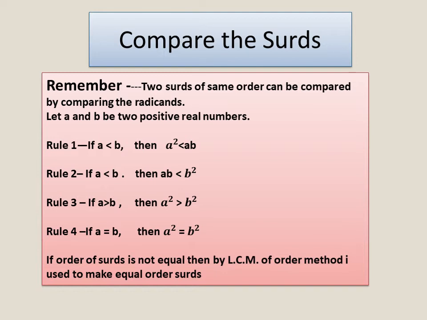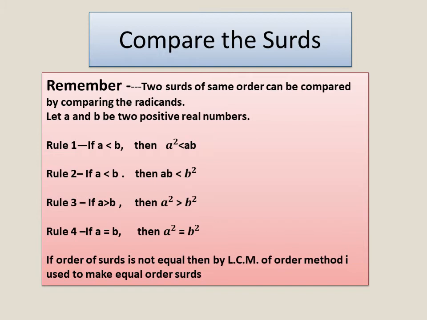Rule 3, if A is greater than B, then A square is greater than B square. Here A is greater than B, so if we take the squares, then A square is greater than B square. If A is equal to B, then A square is equal to B square. That means you compare the given radicand numbers, and according to that, their squares or square roots will also get a less than, greater than or equal to sign.